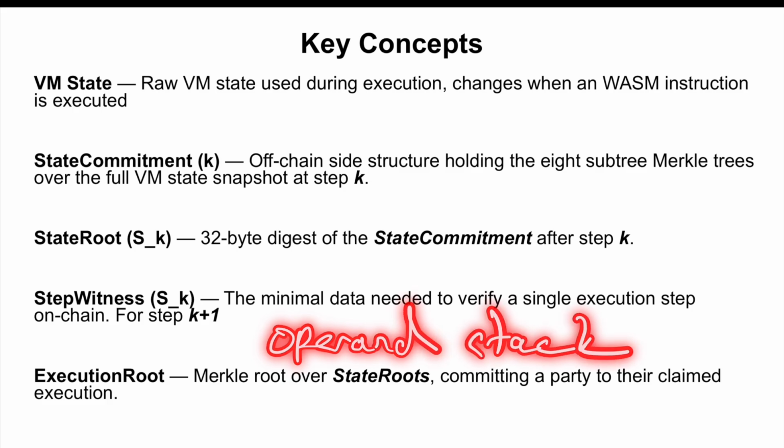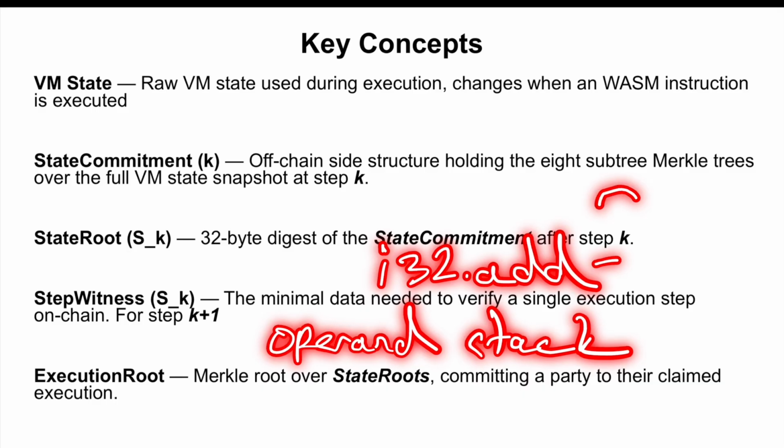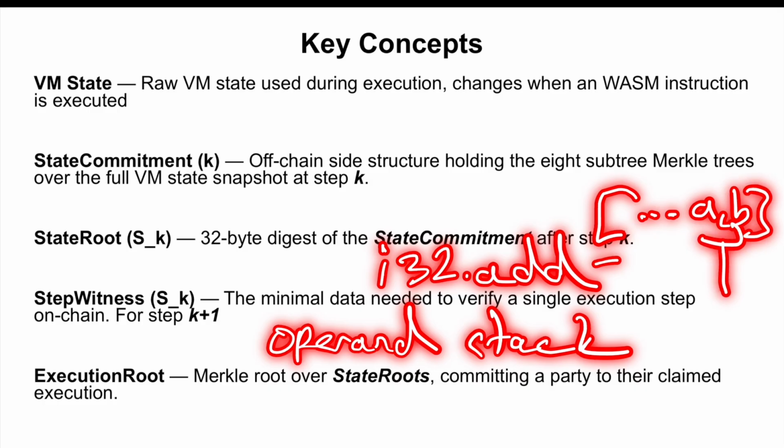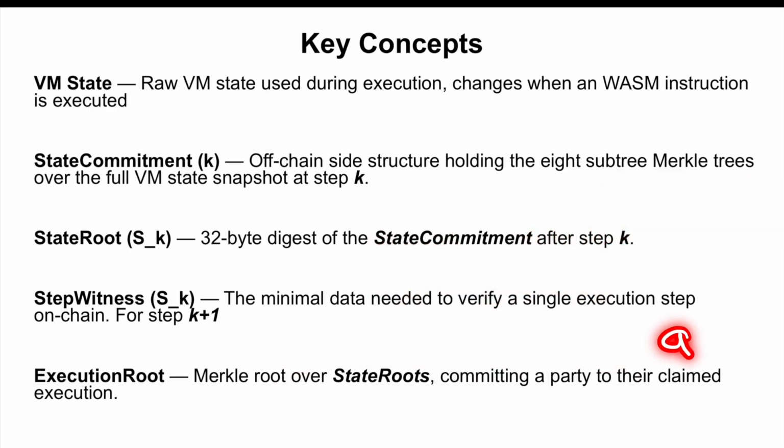because what I32 does in WebAssembly is it takes the last 2 elements in the stack, which are A and B here, and creates A plus B. So you only need the last 2 elements of the operand stack. You don't care about the memory, you don't care about anything else, you just need the witness, which is the last 2 elements of the operand stack. That's the witness we have.